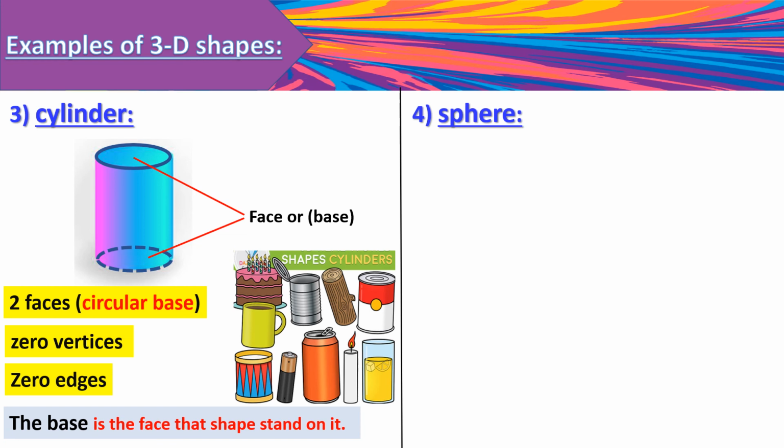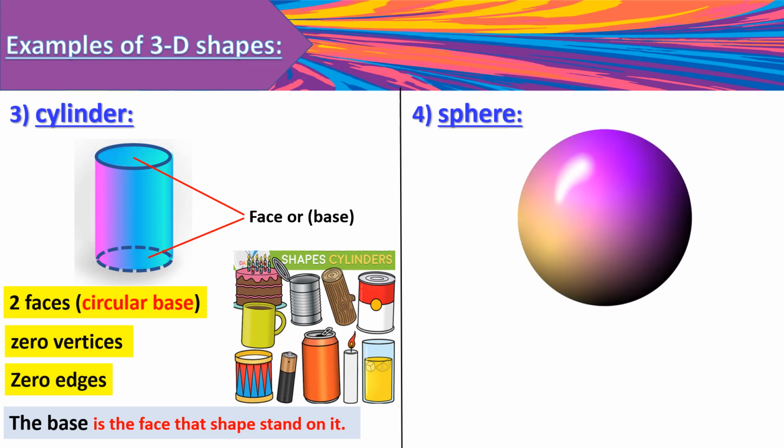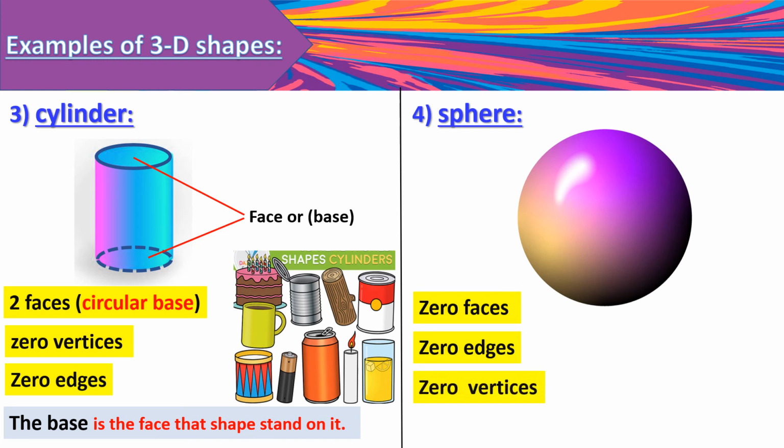Okay, now let's move to sphere. Sphere, it's like a ball. Does this ball have any faces? We said that a face is a flat surface. We can put our marker on it and it will not fall. Can we put our marker on this ball, this sphere? No. So it has 0 faces, 0 edges, and 0 vertices.